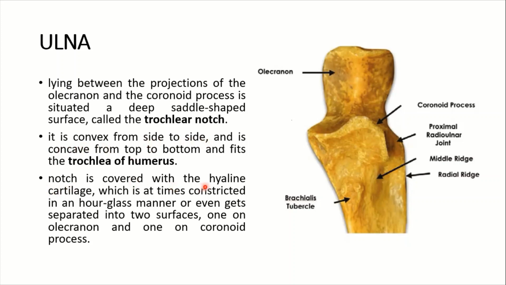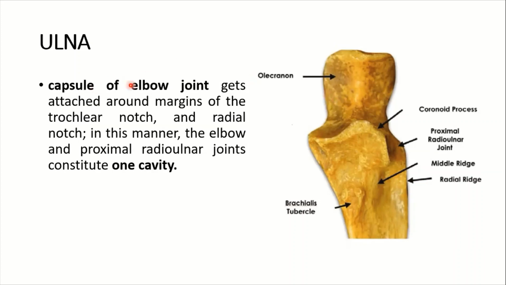The notch is covered with hyaline cartilage, which at times is constricted in an hourglass manner or even gets separated into two surfaces, one on the olecranon and one on the coronoid process. It can be constricted in the middle in an hourglass manner. The capsule of the elbow joint gets attached around the margins of the trochlear notch. In this manner, the elbow and proximal radio-ulnar joints constitute one cavity.